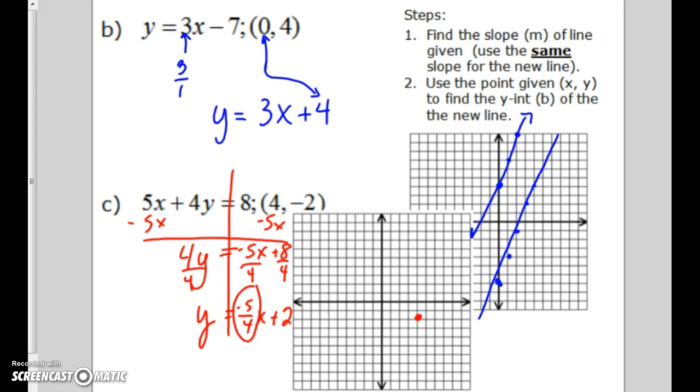So from this new point, I need to go down 5 and to the right 4. Or I can go up 5 and to the left 4. And my new y-intercept is this point here, which hits at 3. So my equation of my line that is parallel would be y is equal to, using the same slope, negative 5 over 4x, and then my new y-intercept is at 3 because it came to that point right there.